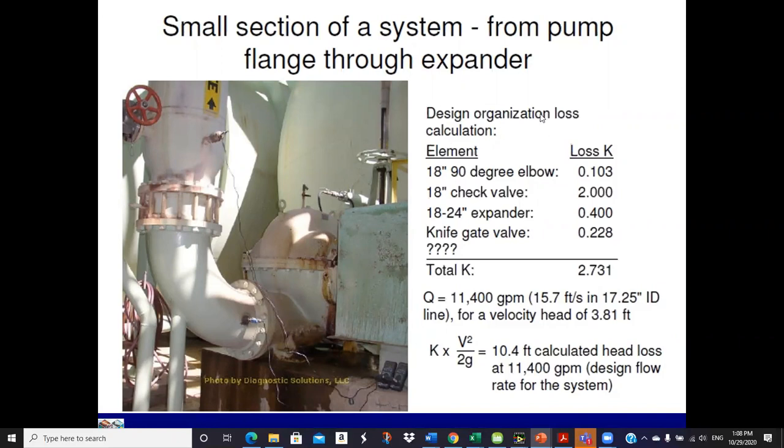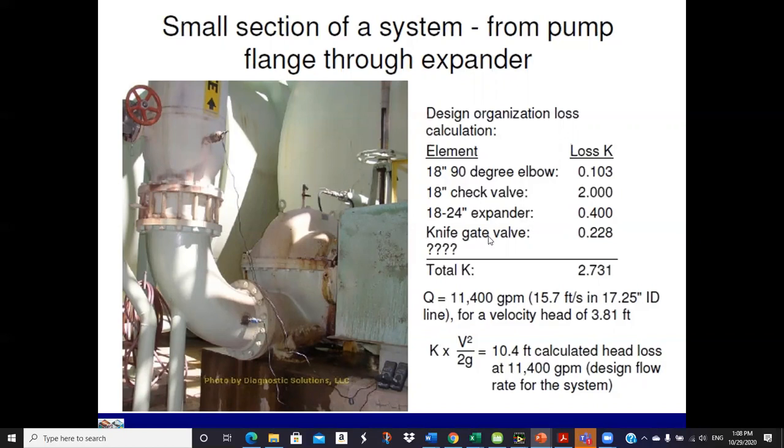So they went back to the plans from the design firm, and these were the design calculations. There's an 18-inch 90-degree elbow with a loss coefficient of 0.103. A check valve, to make sure the flow doesn't go backwards when you turn the pump off, with a loss coefficient of 2. And here's an expander from 18 to 24 inches, and that's got a coefficient of 0.4.